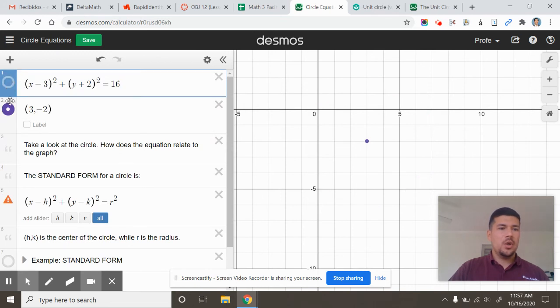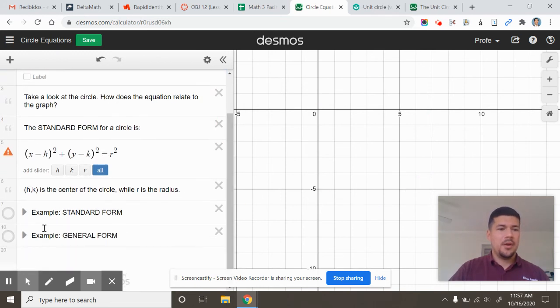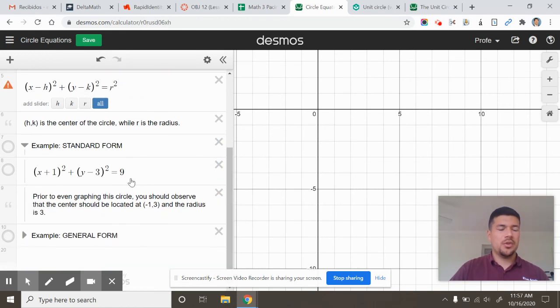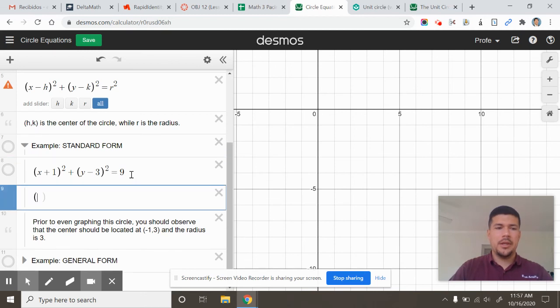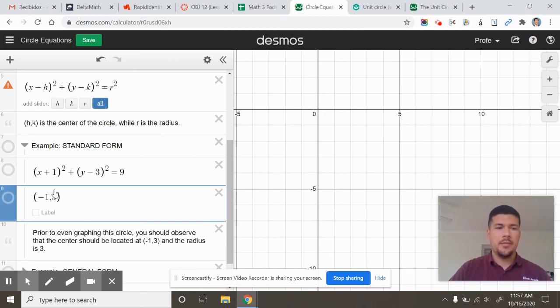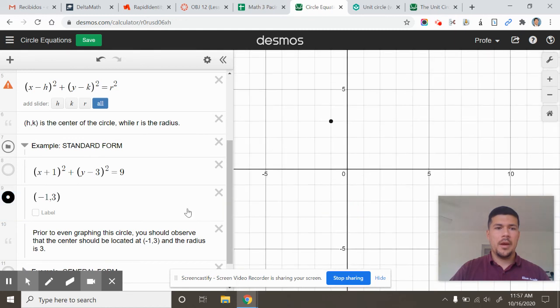So let's end with one last example. If I have the circle (x + 1)² + (y - 3)² = 9, your job is to be able to predict the exact location and size of that circle. So take a second to think about it. What would its center be? Well, we could predict that the center would be at (-1, 3). I extracted my h and k values. Then what's the radius? Well, 9 is the radius squared, so I can take the square root of 9 to find the radius. In other words, the radius should be 3.